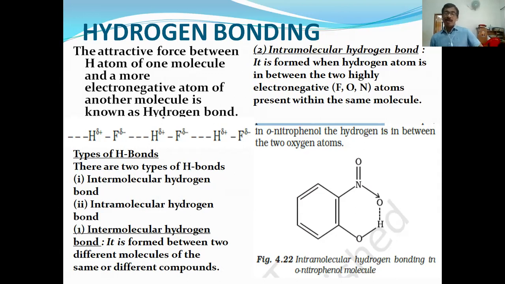Now, what is intramolecular hydrogen bond? It is formed when hydrogen atom is present in between the two highly electronegative atoms. For example, fluorine, oxygen, or nitrogen. Here you can see in orthonitrophenol, NO2 group, nitro, OH group, phenol. So OH group is attached to benzene ring, NO2 group also attached to benzene ring. If OH group is attached to benzene ring, that is phenol. And since in the ortho position or second position nitro group is present, we will call it as orthonitrophenol.